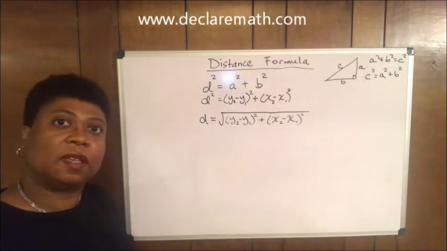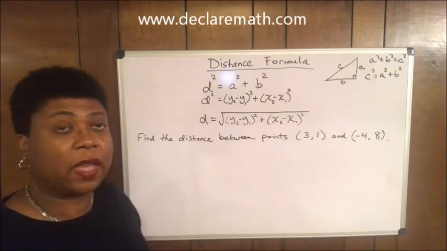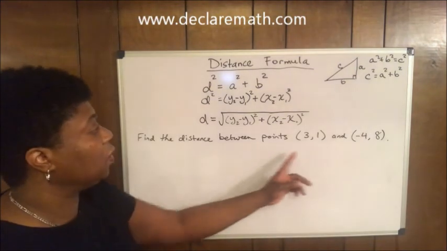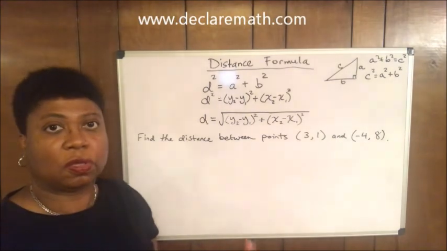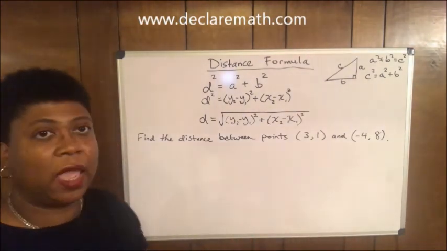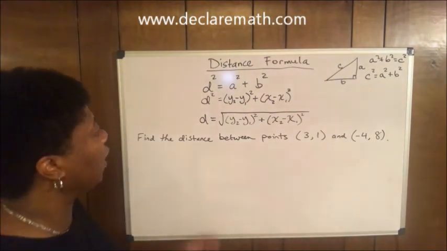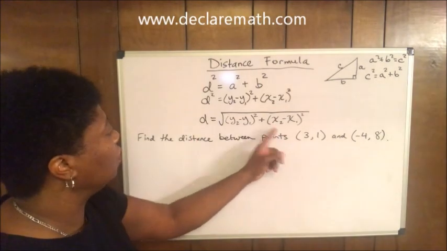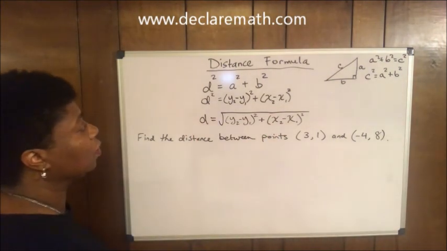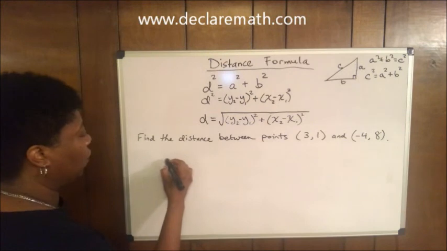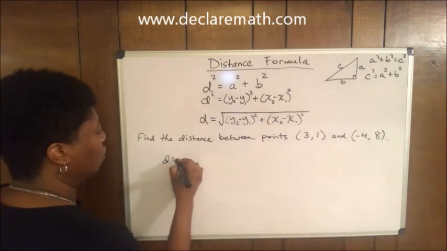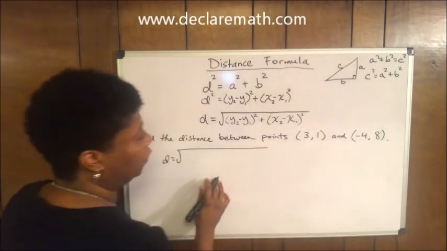Now, let's give an example. Suppose we want to find the distance between 2 points, (3, 1) and (-4, 8). Okay, we would plug into our formula here. Okay, and we would have d is equal to the square root of.